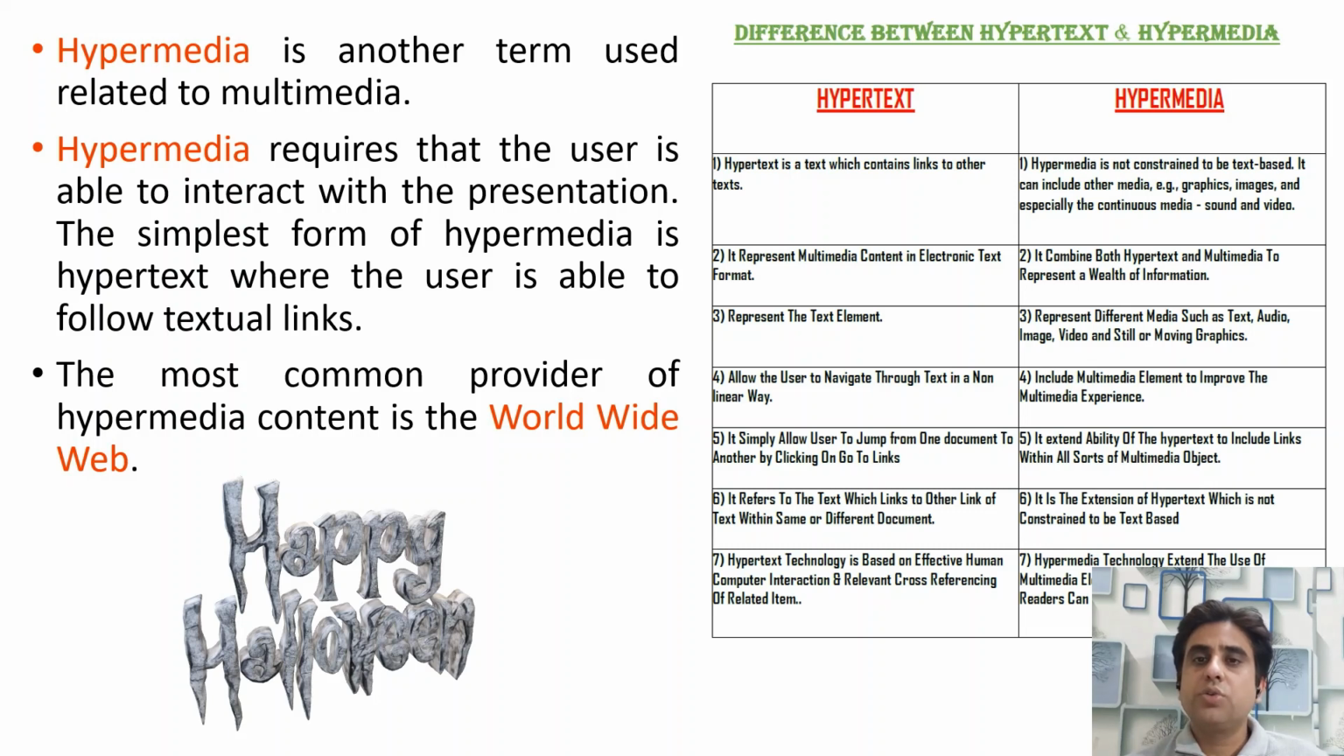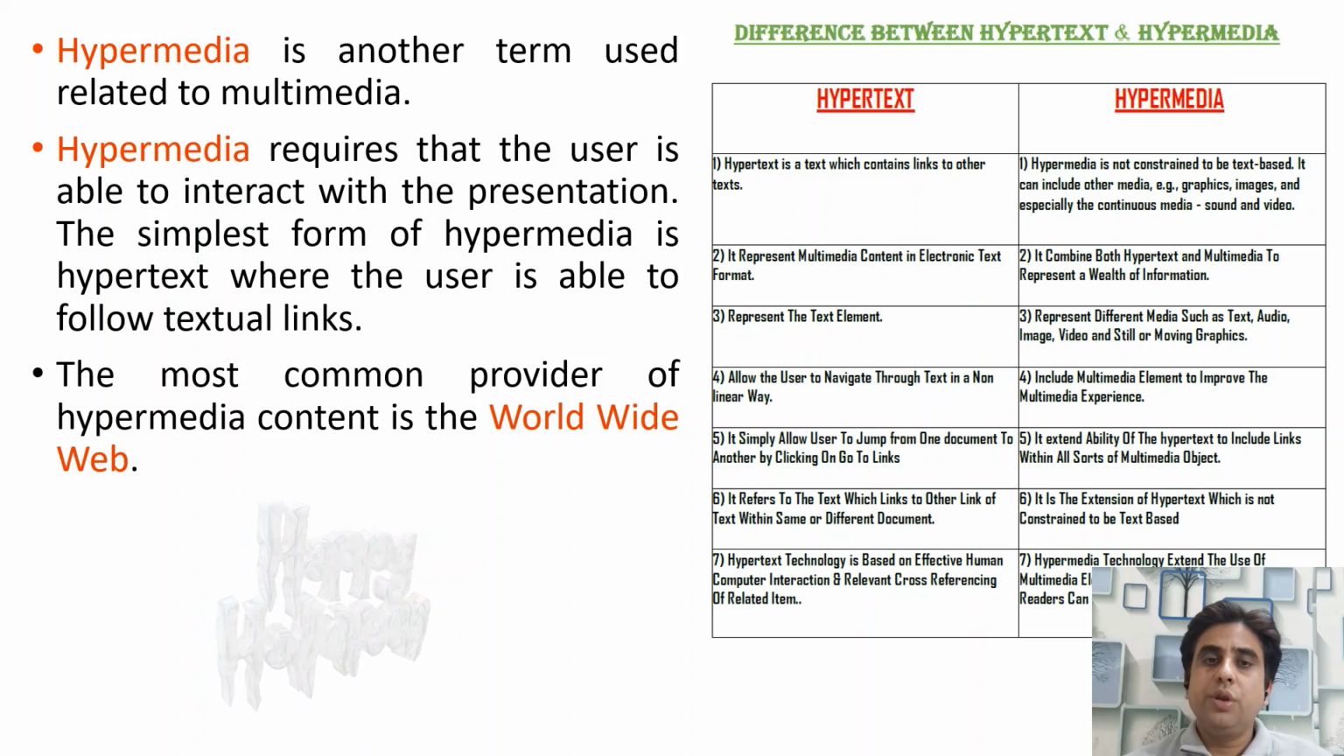Hypertext allows the user to navigate through the text in a non-linear way. However, hypermedia includes multimedia elements to improve the multimedia experience. For example, if you click on any link in hypermedia, it could be a sound that you hear, or a video that is played. YouTube on the internet is an example of a hypermedia system. So hypermedia is a very important term that you need to remember.